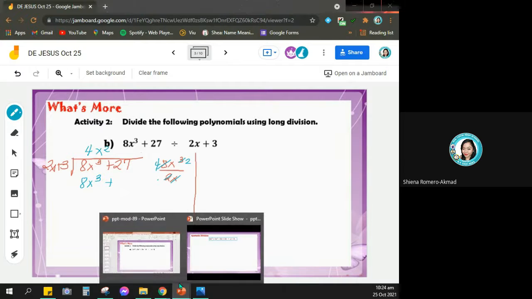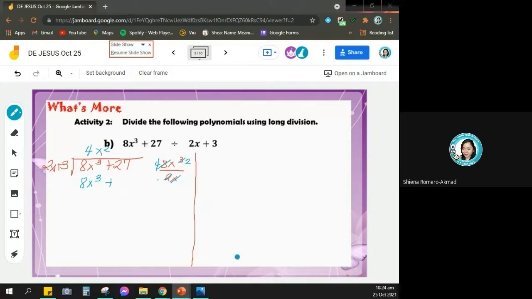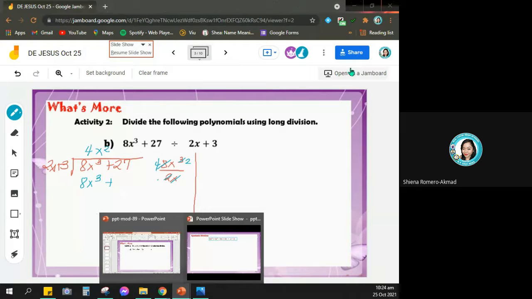Balik tayo dun sa PowerPoint. Ay, asan yung PowerPoint ko?